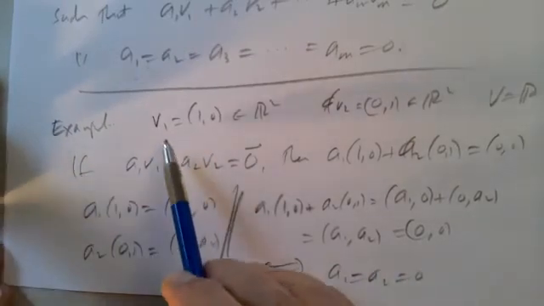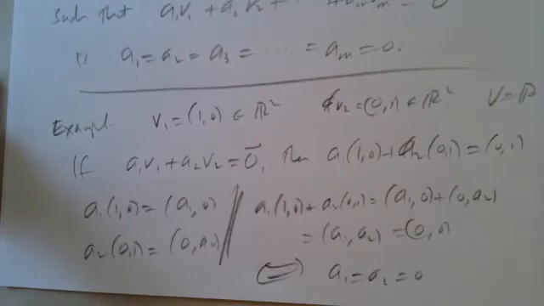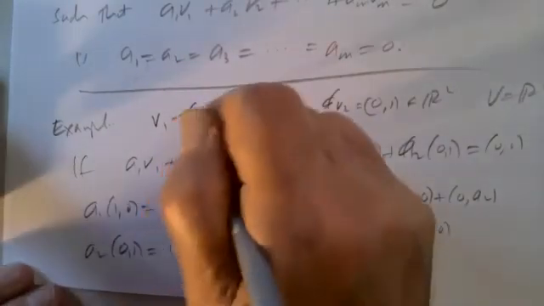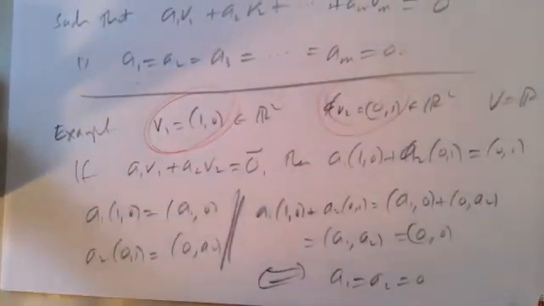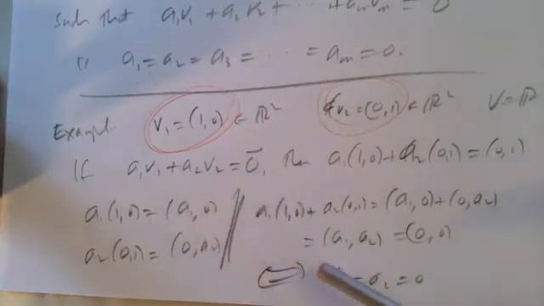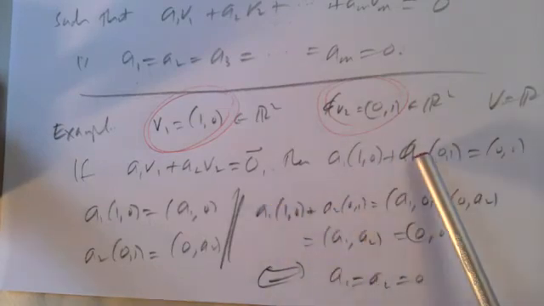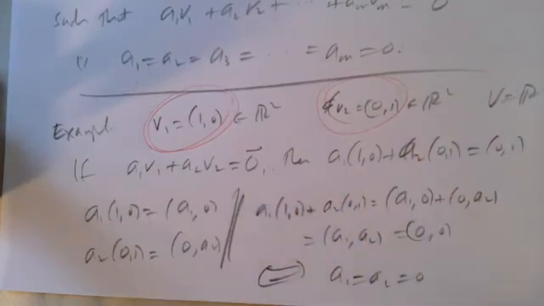So these two vectors, this one and this one, they're not the zero vector, but they're linearly independent, because the only time a linear combination of them could give you 0 is when all the scalars are 0. The a1 and the a2 both equal 0.